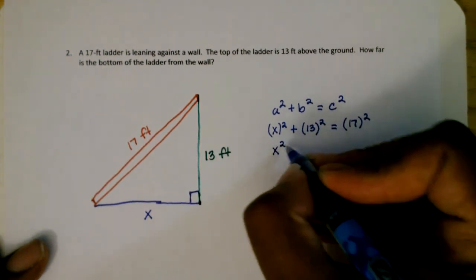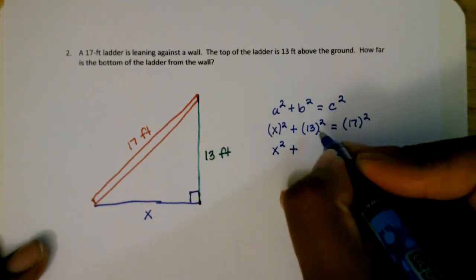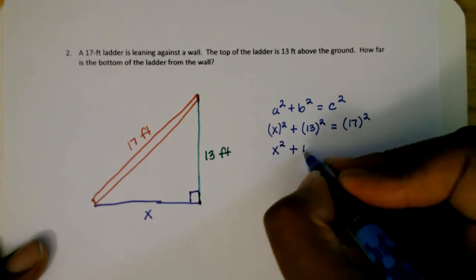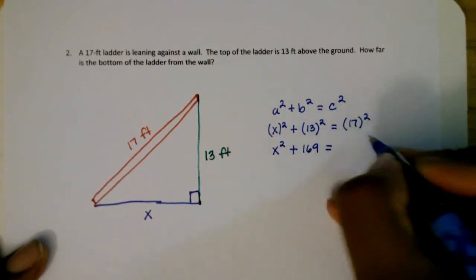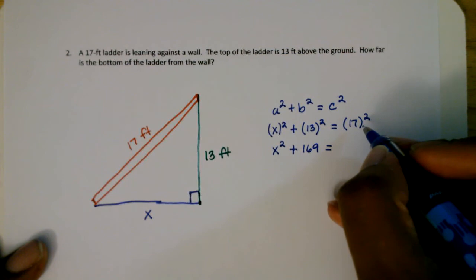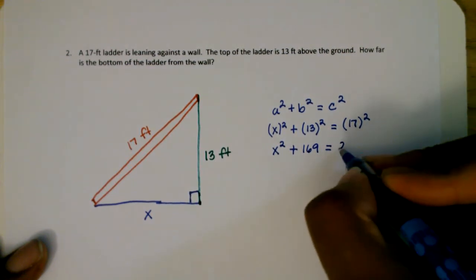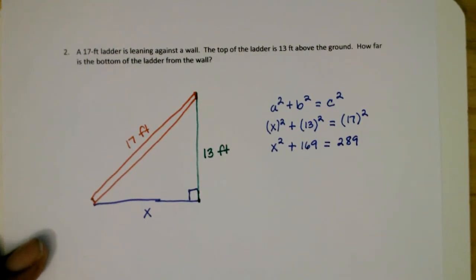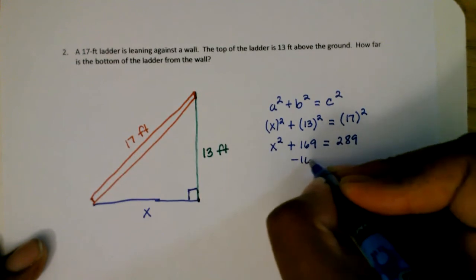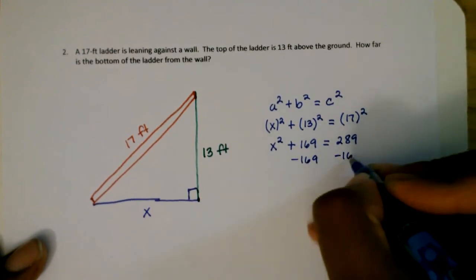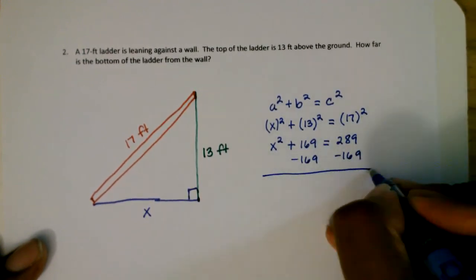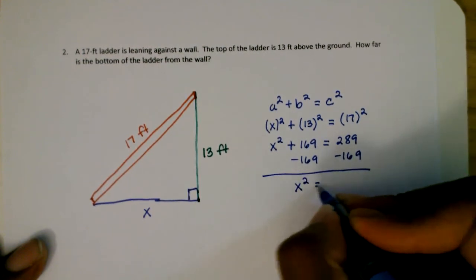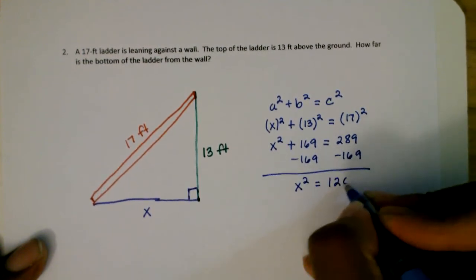I have x squared, plus 13 squared is 13 times 13, that's 169. And that's equal to 17 squared, or 17 times 17, which is 289. And now to get x squared by itself, we subtract 169 on both sides. That would mean x squared is equal to 120.